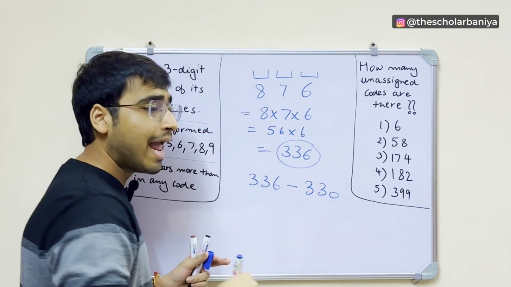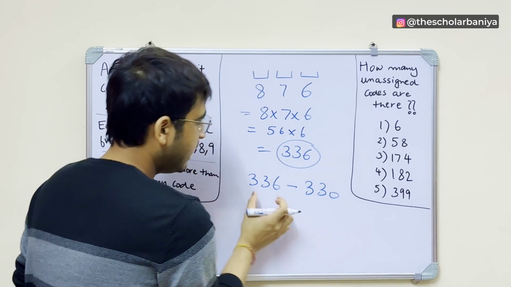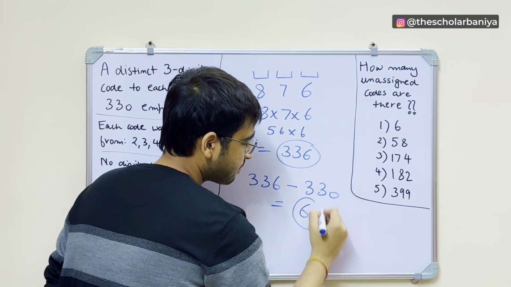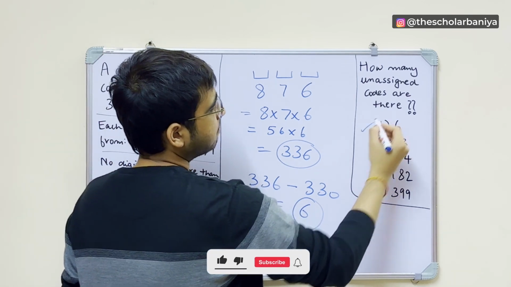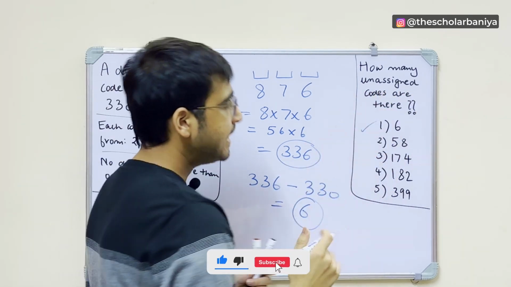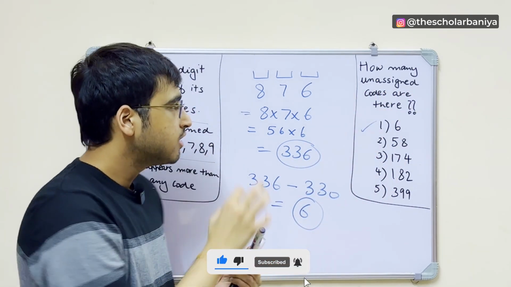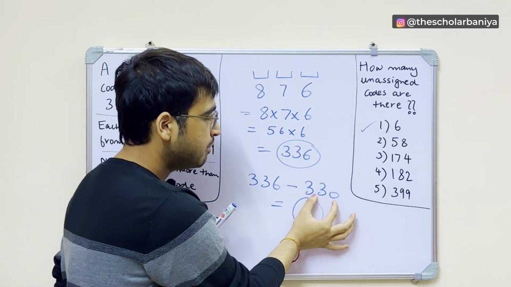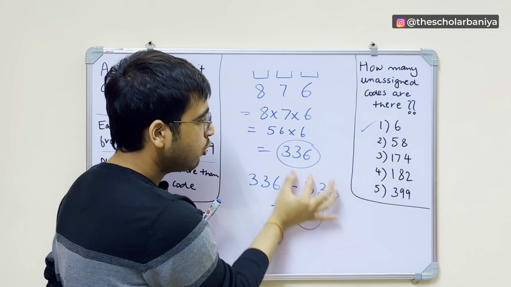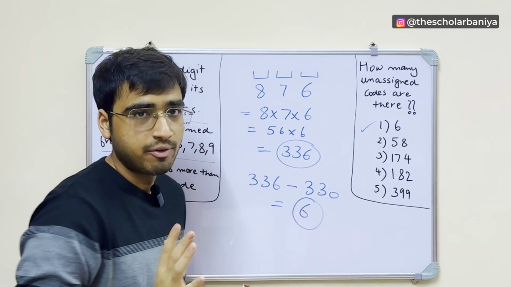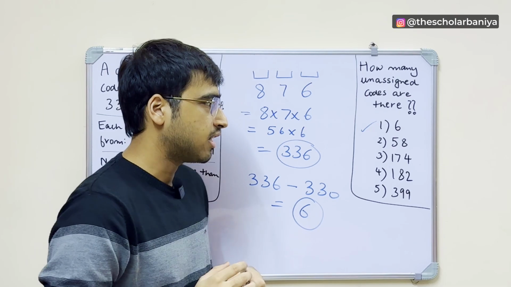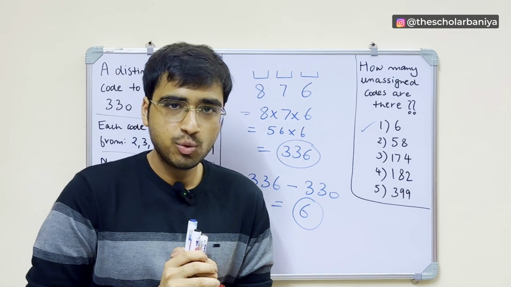So how many extra codes will be left? It will be 336 minus 330, which is equal to 6. So your answer becomes A. How many unassigned codes are there? Unassigned means the codes which have not been assigned to the employees. There were 330 employees, we assigned 330 codes to them, so 6 codes will be left. That is why your answer is A, the first option, which is 6. I hope this is absolutely clear.